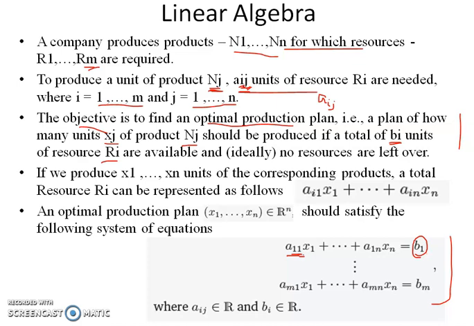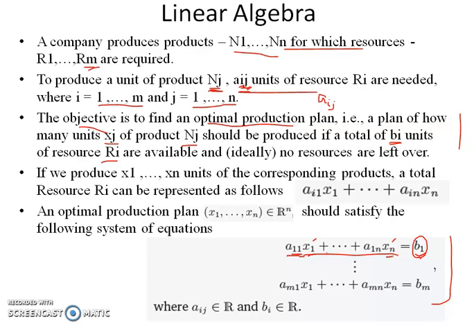So summing up all the resources in order to produce the products N1 to Nn, which will be varied based on x1, x2, up to xn. Summing up all the values, you will be getting the number of resources, that is B1, the available number of resources, and no more remains will be there. From this equation you need to find an optimal solution of x1, x2, etc.